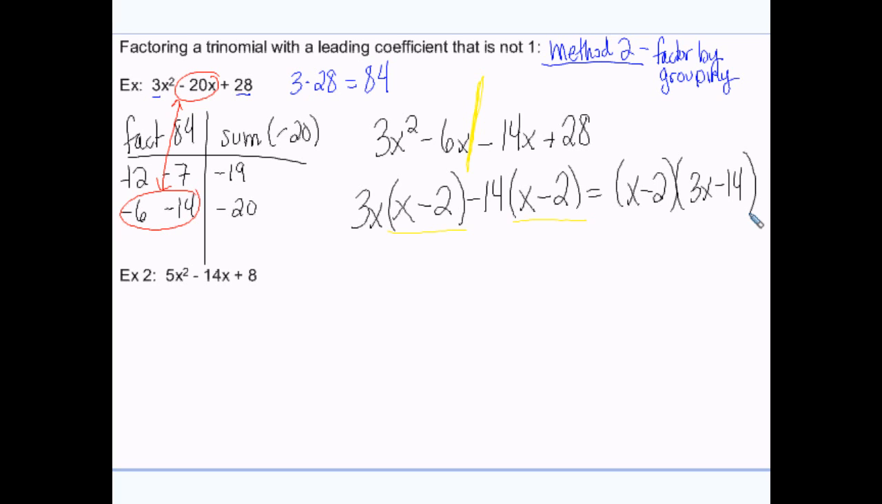There's a little more manipulation here, but not as much trying a bunch of different stuff. So it's what you're more comfortable with. You get the same results either way.